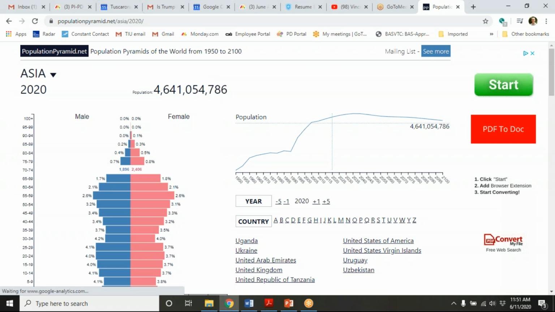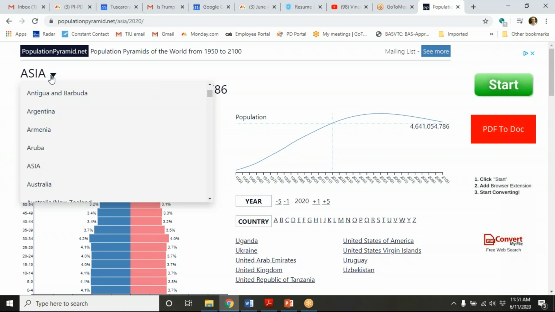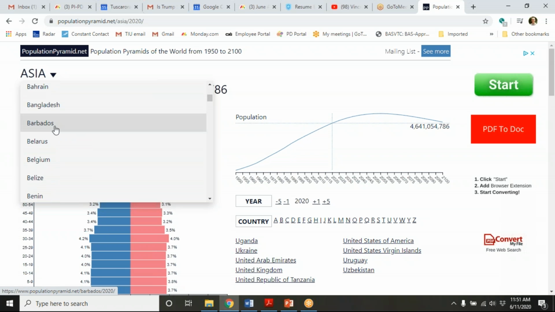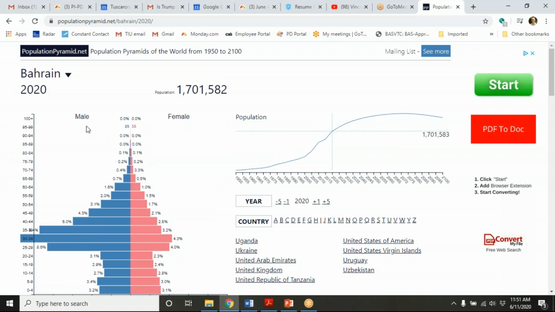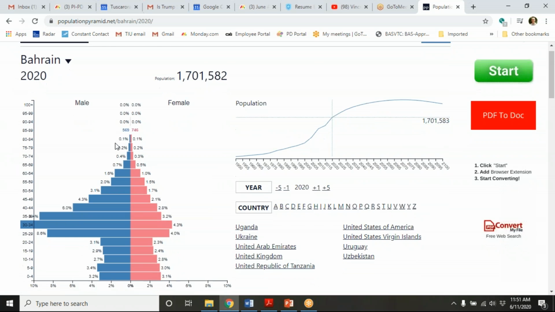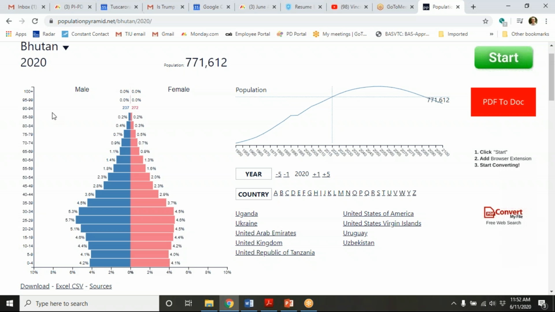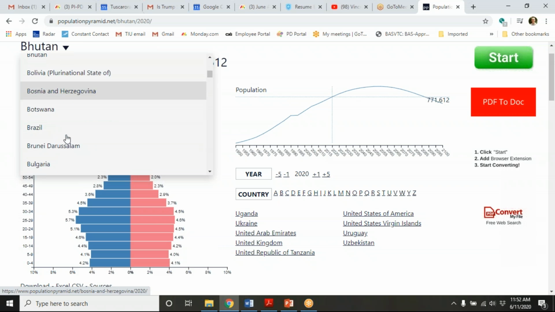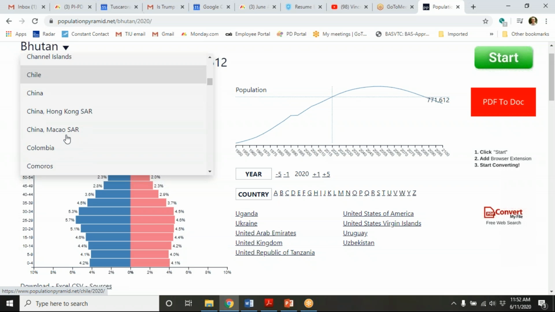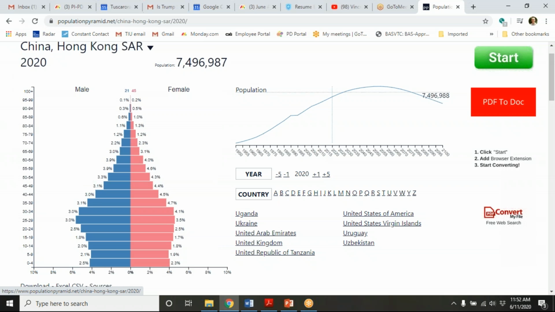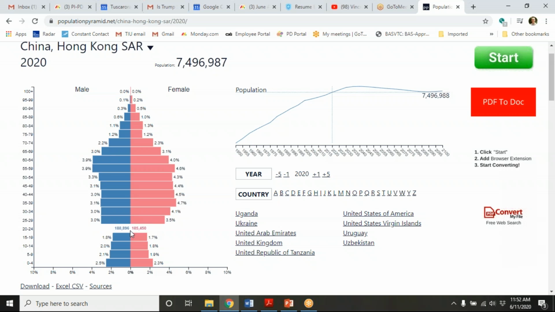So you can see populationpyramid.net. You can actually go by continent, Asia. If we go by the Middle Eastern, here's Bahrain, also in the Middle East. Same thing. Lots of young men. Bhutan, that's in Asia. Okay, fewer. Let's see, China. China is a very older population, fewer children.